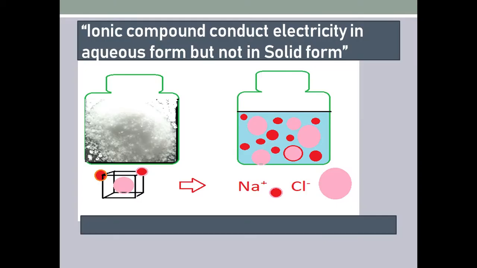Next one is fourth: they are generally having very high melting and boiling points. Okay, now we can see ionic compounds conduct electricity in aqueous form but not in solid form. So now we find the answer to why this happens.